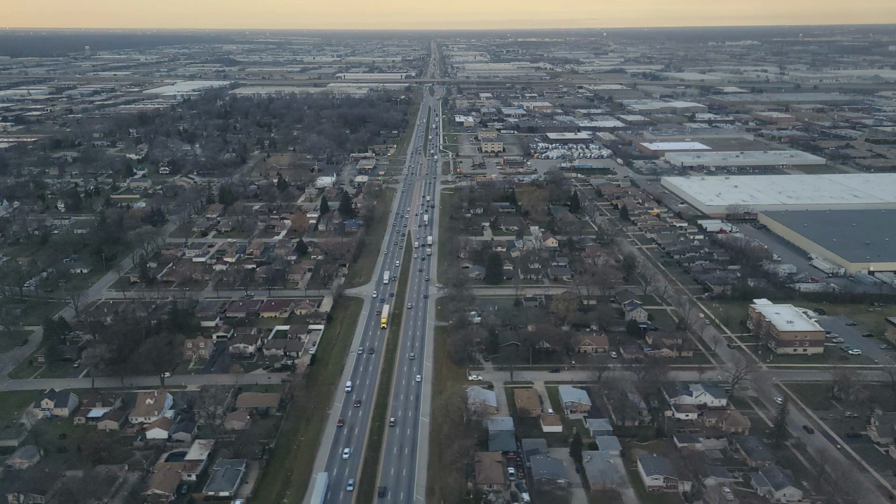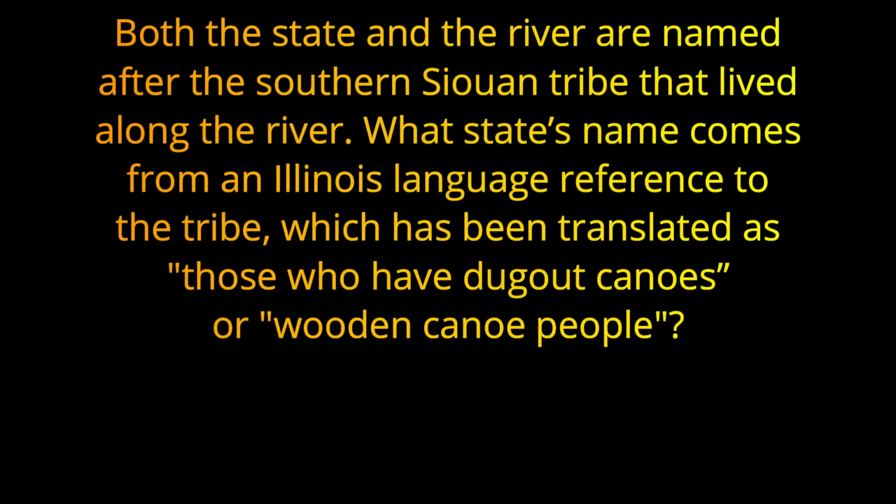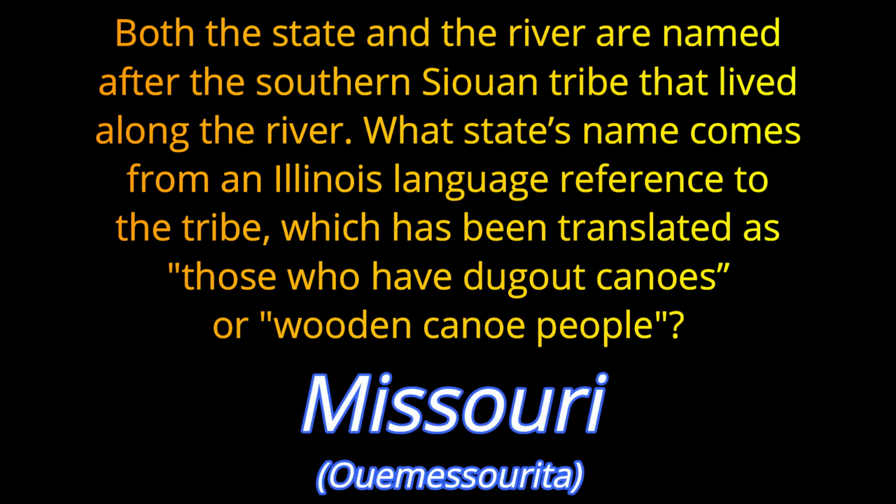Question 19. Both the state and the river are named after the Southern Sioux tribe that lived along the river. What state's name comes from an Illinois language reference to the tribe, which has been translated as those who have dugout canoes or wooden canoe people? The name of the river and the state is Missouri.